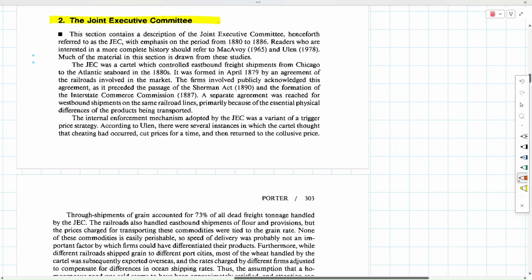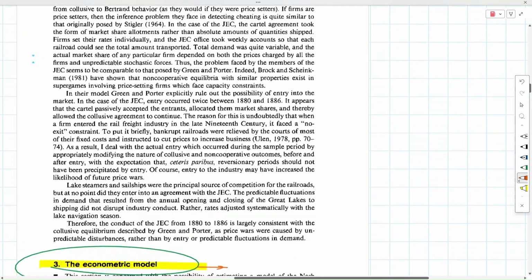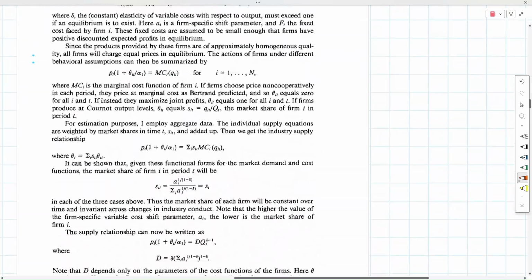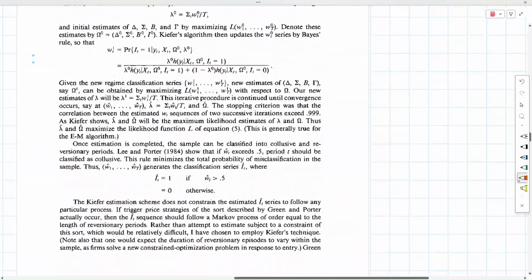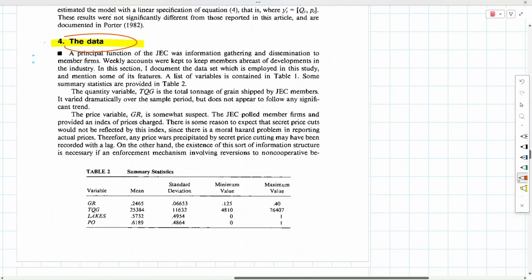Next, what I would go for depends on my mood in particular. If I am going for the history of the paper, I would read the Joint Executive Committee. This is the part which describes what the Joint Executive Committee is, why it is relevant for a cartel, and so on and so forth. Basically, the story or the idea of why this particular case study was taken. Then I go for data.